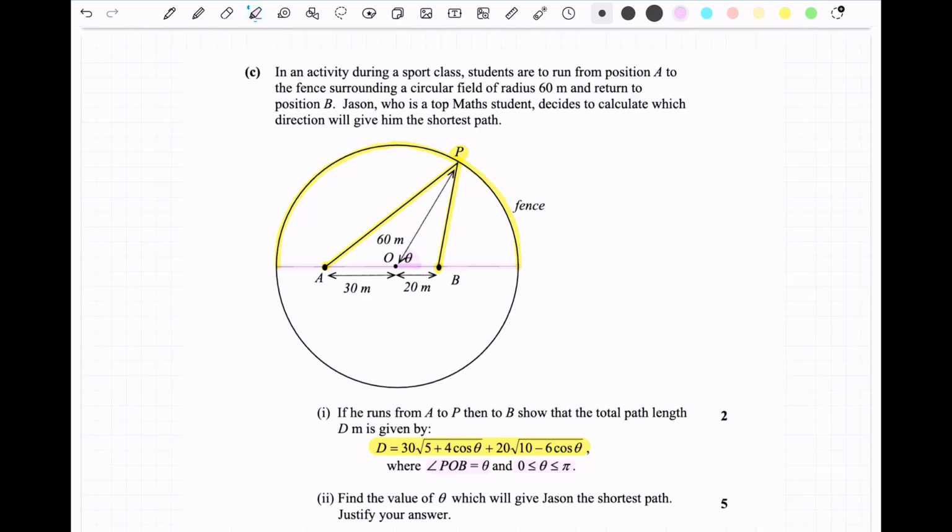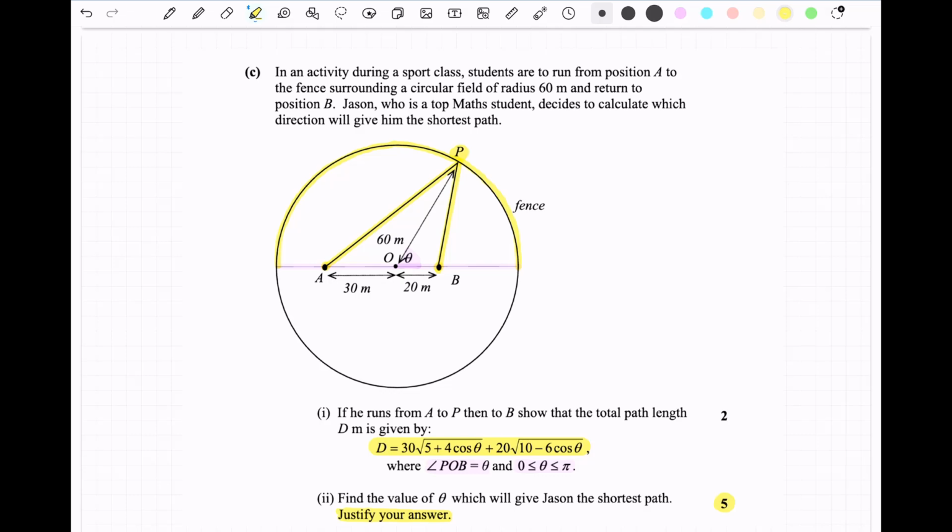Part 2 says find the value of theta which will give Jason the shortest path, justify your answer, and it's worth noting that this is a 5-mark question. That's a lot of marks in the context of an exam. So that justify your answer is going to be very important, because perhaps you may think about this intuitively, and I might talk about my intuition before I go through the algebra, the detail of this.